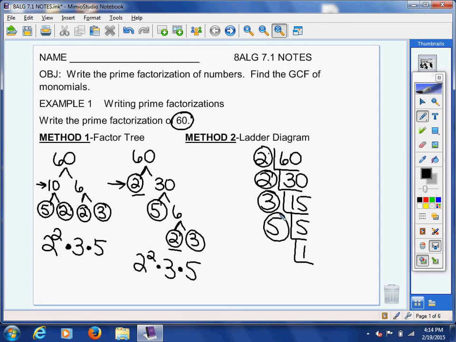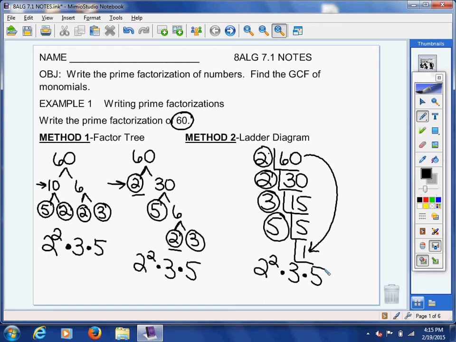And your goal is to work your way from 60, whatever your starting number is, all the way down to 1. That's your goal. Get the bottom number. By the time you get to the bottom, you should have a 1 left over. And as you can see, everything that I circled here is the same thing that we wrote on that factor tree. So it's 2 squared times 3 times 5.